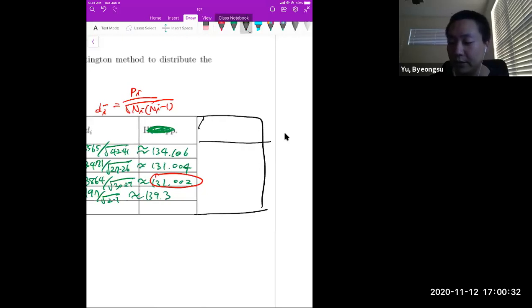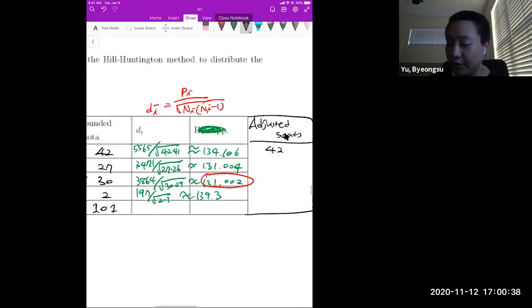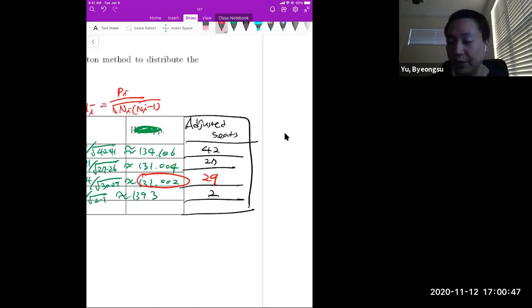So the adjusted seats should be the same as all the others, except the third one, right? And if you add all of them, then you get 100. So here the adjusted divisor is 131.002, right?